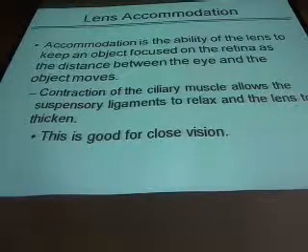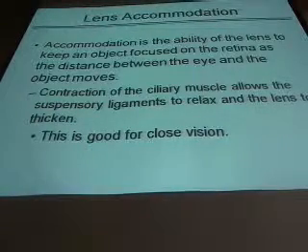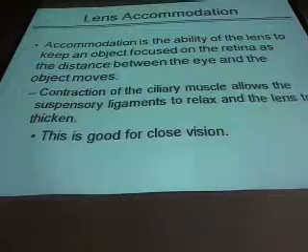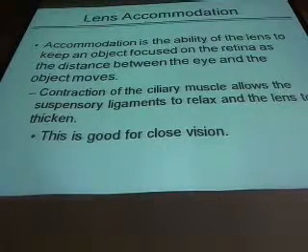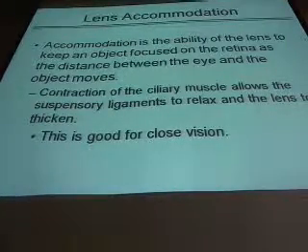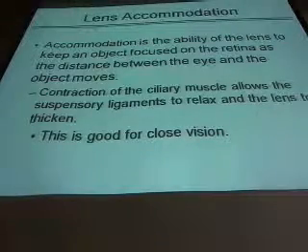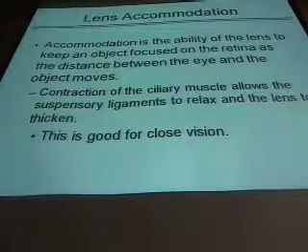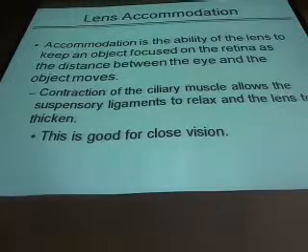Again, high index plastic refers to the refractive index. The high index plastic is able to change the refractive index of the light with a thinner plastic. Anyway, accommodation is the ability of the lens to keep an object in focus. It's a contraction of the ciliary muscles. It's good for close vision. If it works while you're young, enjoy it.